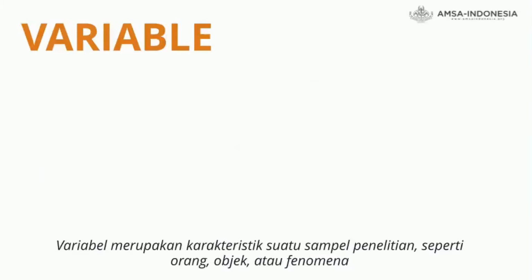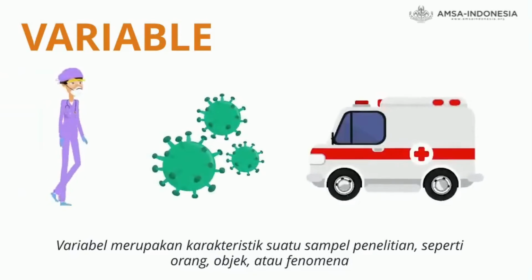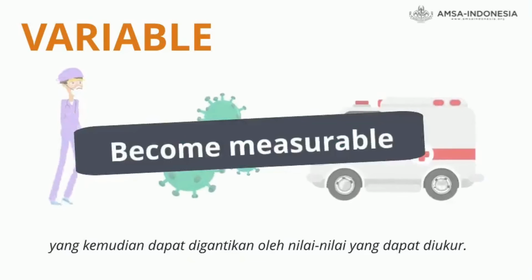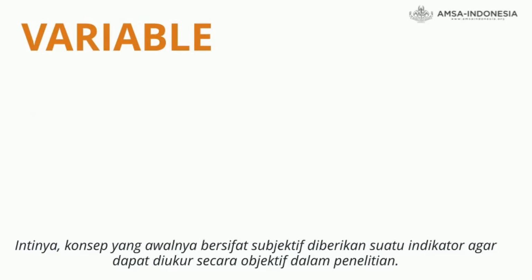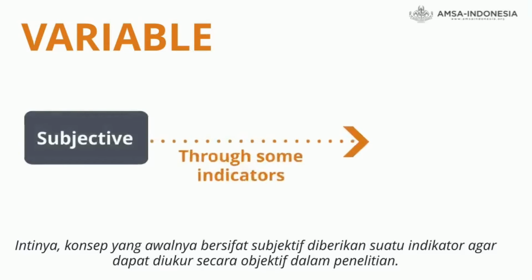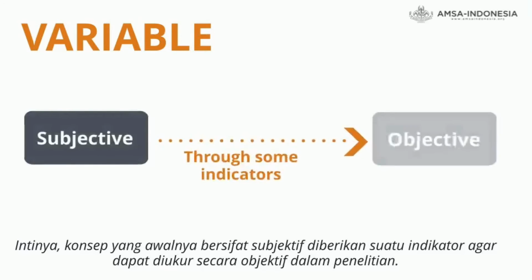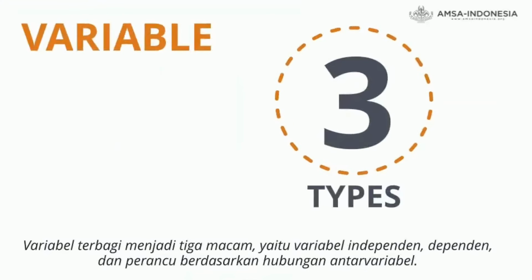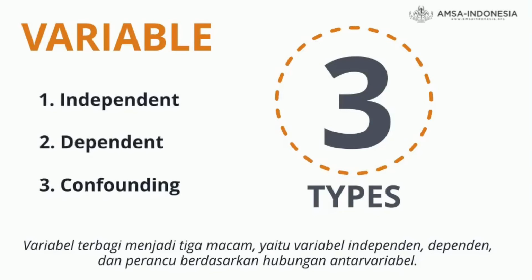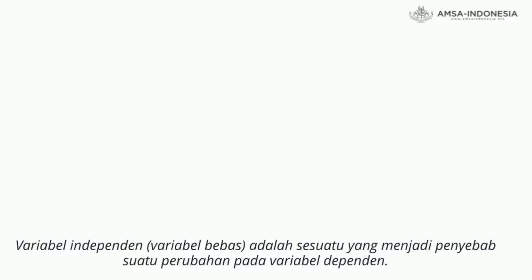A variable is a characteristic of the sample involved in research, for example, a person, object, or phenomenon, that can be replaced by different measurable values. Basically, the subjectivity of the variables is given certain indicators so that it can be measured objectively. In general, there are three types of variables: independent variables, dependent variables, and confounding variables. This grouping is based on the relationship between variables.